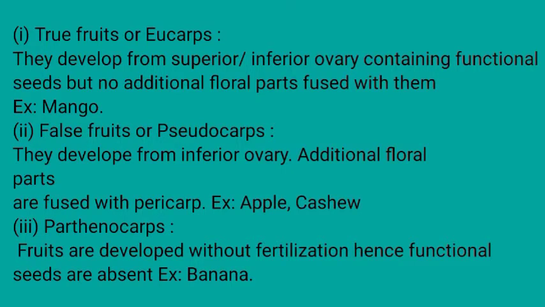They develop from inferior ovary. Additional floral parts are fused with pericarp. Example, apple, cashew. Number 3, parthenocarpic fruits. The fruits which are developed without fertilization, hence functional seeds are absent. Example, banana.